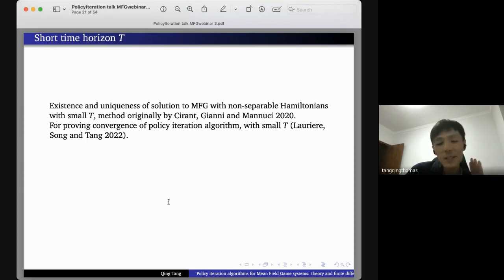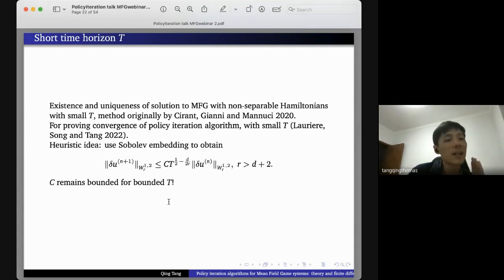But here, let's consider just a simple case. The heuristic idea would just be this: use some Sobolev embedding, and eventually we get something like this. I can bound the delta u at step n+1, the next step, by the previous step times a factor C times something. But the point here is that C remains bounded for bounded t, which means that if I make capital T very small, C will not blow up, or there's a C which will no longer increase if I'm decreasing capital T, which means that I have a contraction.